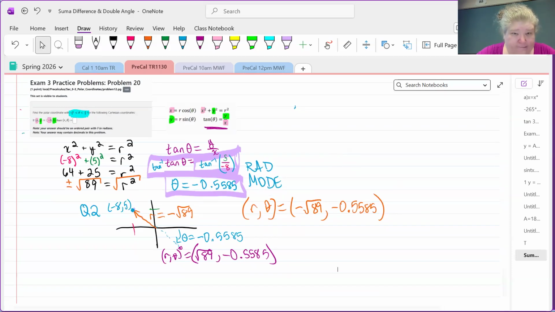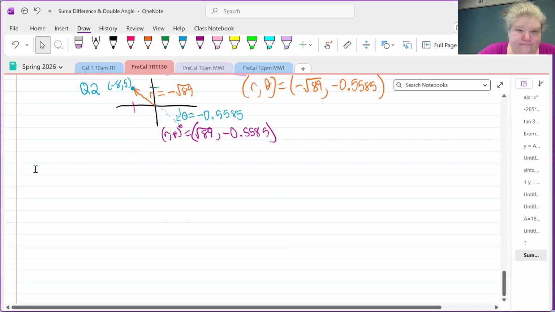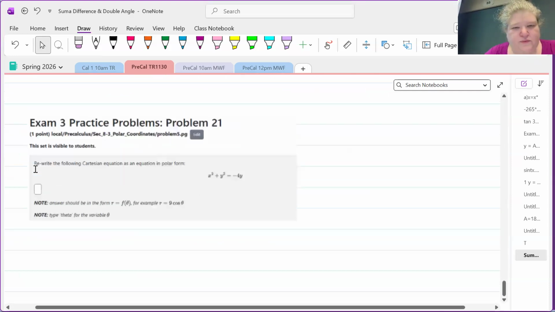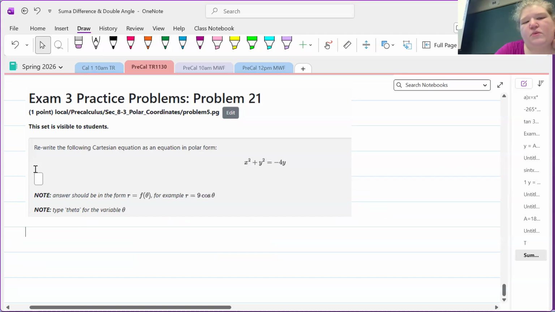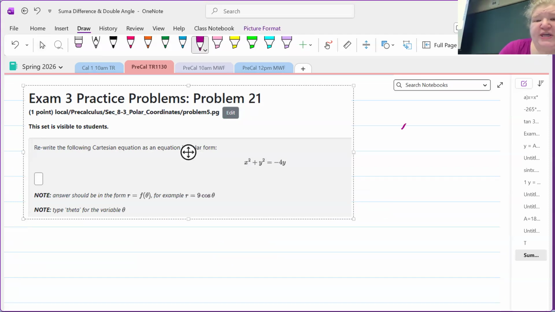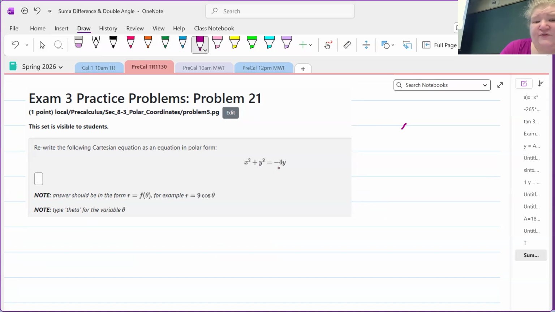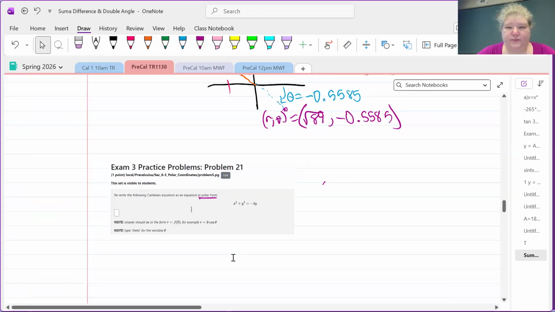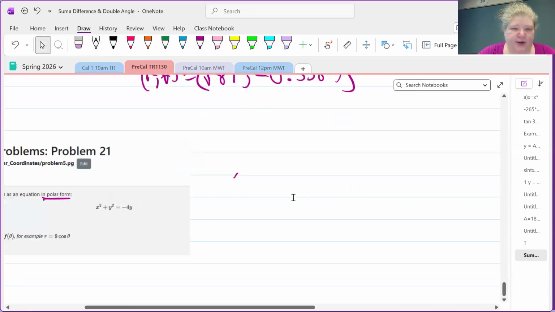All right, one more. 21. The good news is it's short. So we have the Cartesian equation x squared plus y squared equals negative 4y. And we're being asked to come up with a formula in polar form. So that means only in terms of r and theta.